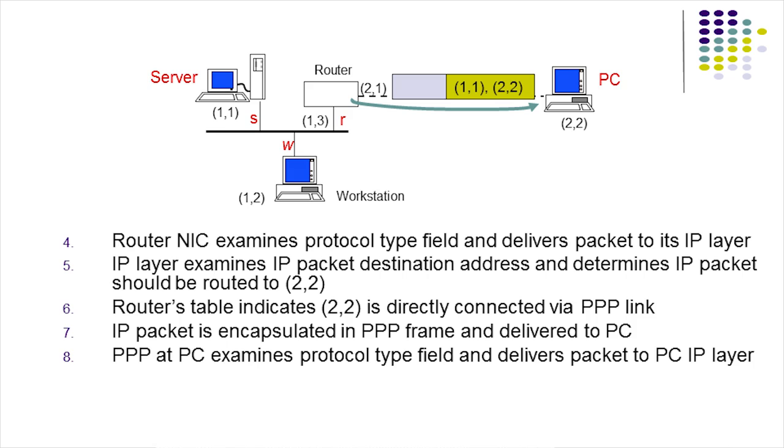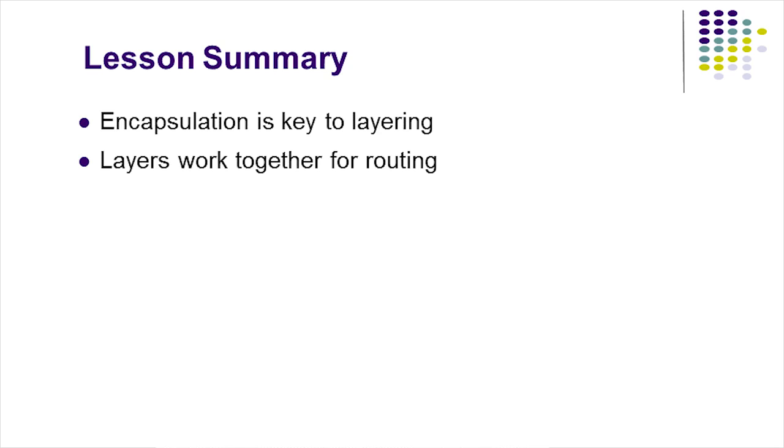The IP packet is then encapsulated in a PPP frame and delivered to the PC. PPP at the PC examines the protocol type field and delivers the packet to its IP layer. Routing is completed. As a summary, encapsulation is key to layering, and layers work together for routing.